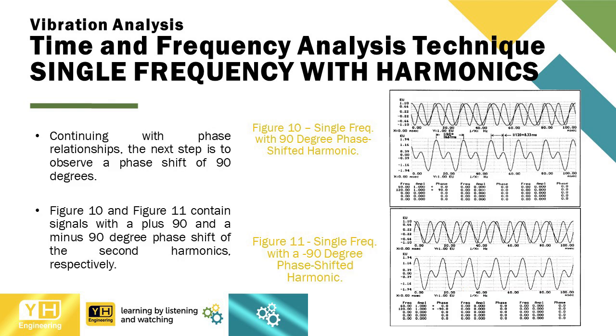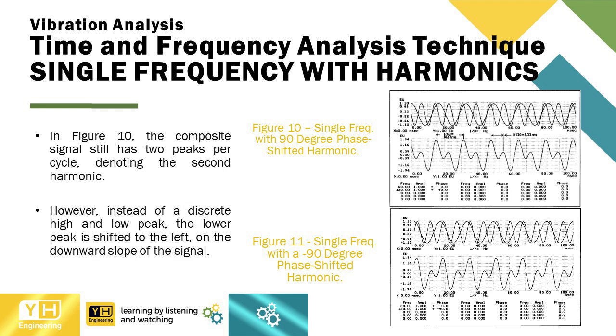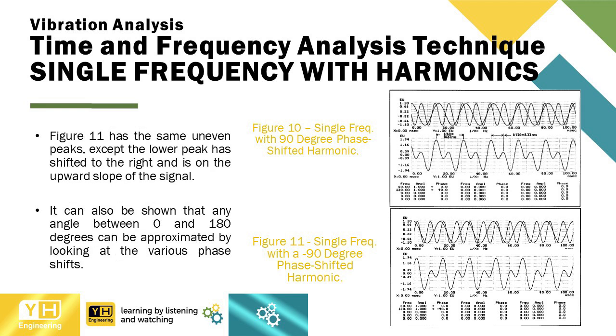Continuing with phase relationships, the next step is to observe a phase shift of 90 degrees. Figure 10 and Figure 11 contain signals with a plus 90 and a minus 90 degree phase shift of the second harmonics, respectively. In Figure 10, the composite signal still has two peaks per cycle, denoting the second harmonic. However, instead of a discrete high and low peak, the lower peak is shifted to the left, on the downward slope of the signal. Figure 11 has the same uneven peaks, except the lower peak has shifted to the right and is on the upward slope of the signal.